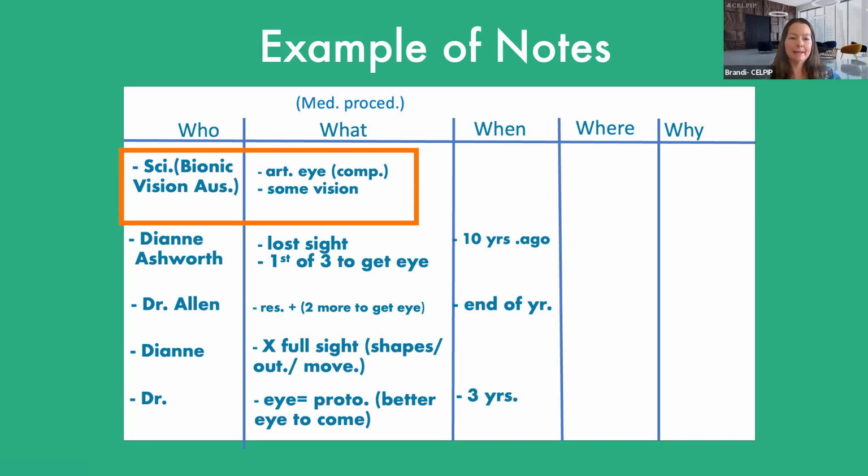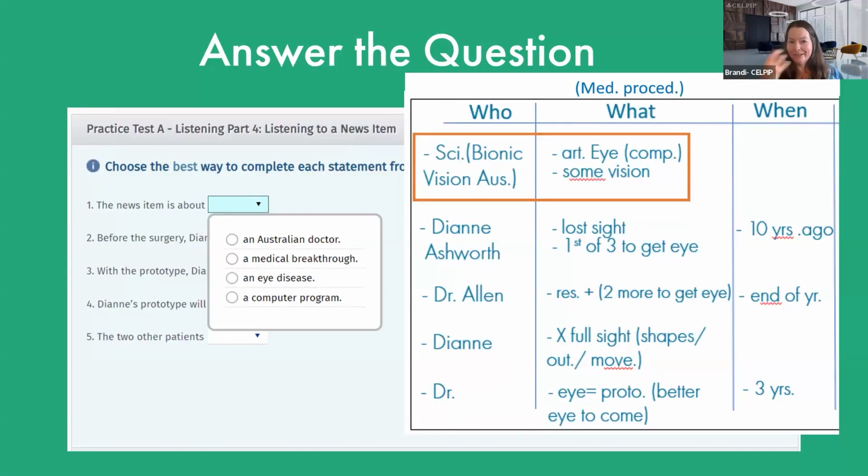Okay, so returning back now. So as I was saying, in the introduction, the very first part of any speech is when you're basically going to be giving in general terms what this whole dialogue's about. So looking there at the what column, we're trying to figure out what the news item is all about. So it makes sense to look under the what column to begin with. That just makes so much sense. So looking at the information there, artificial eye, computerized, some vision.